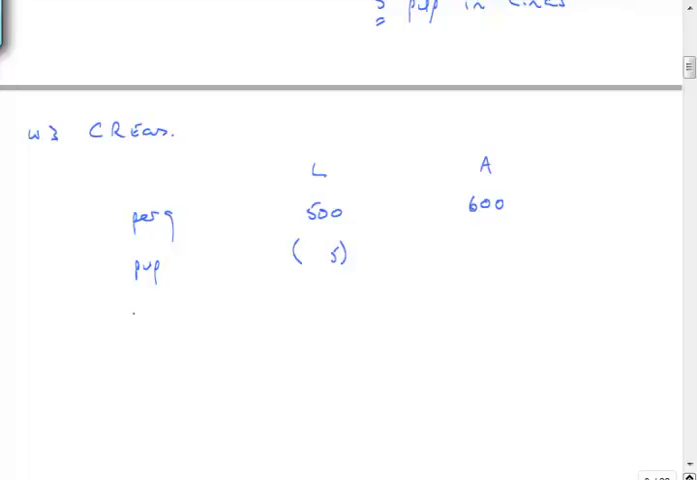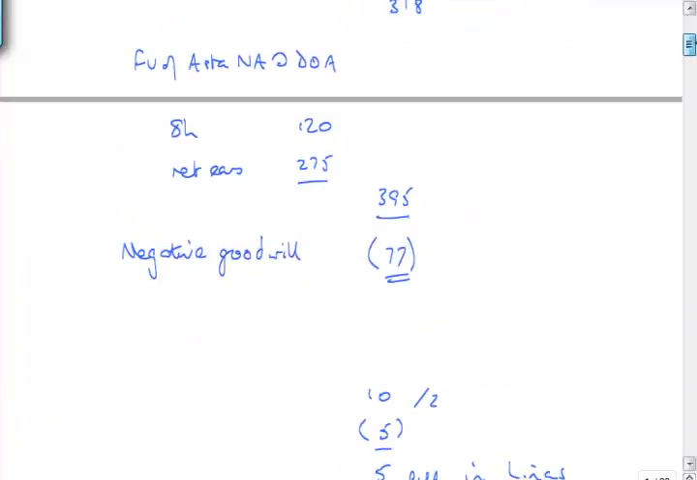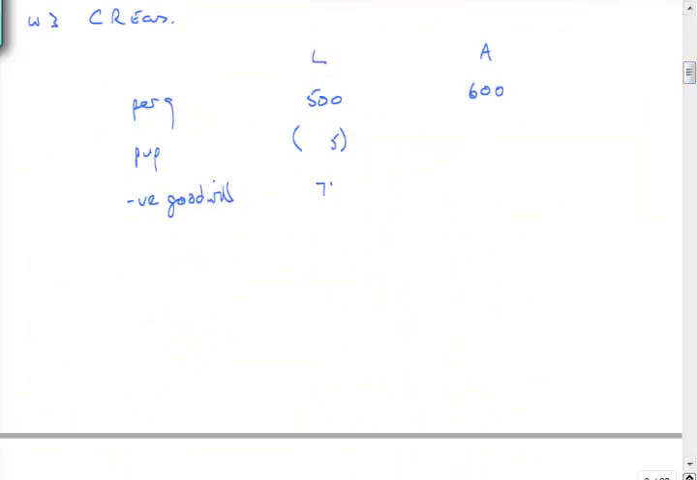We have a negative goodwill. What was that? Was that 77 from memory? Yep, 77. That's going to add. That's added in to the retained earnings. It's like a profit that Linus has made when they acquired Asta. Nothing else, I don't think.